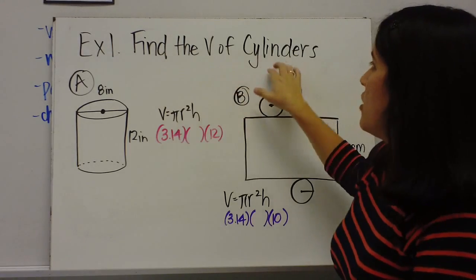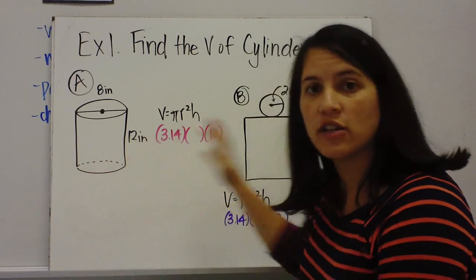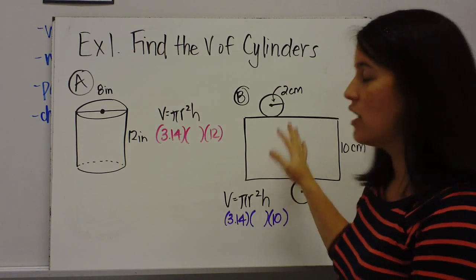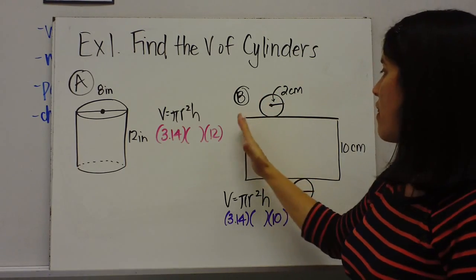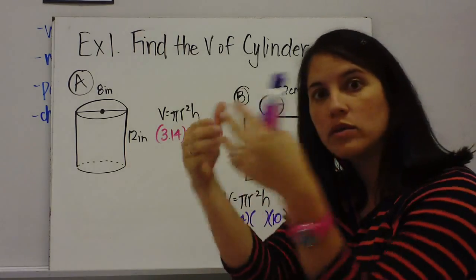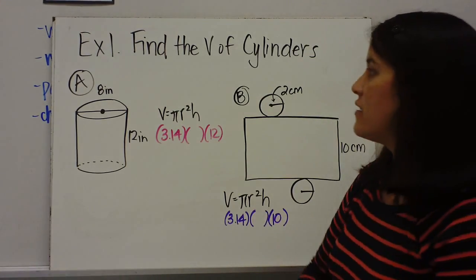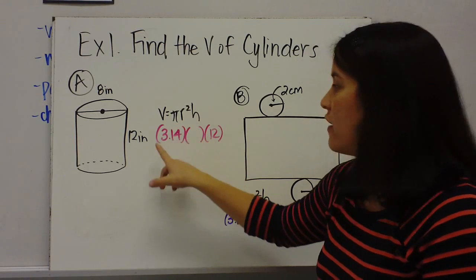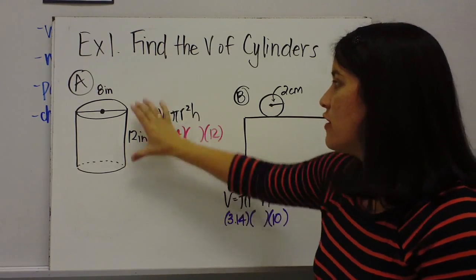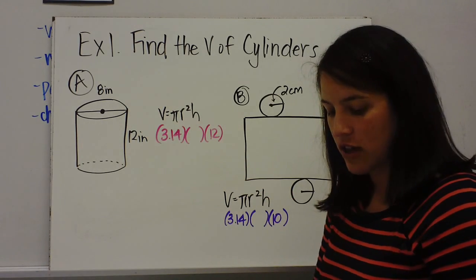Alright, so example 1, we're going to talk about cylinders. I'm giving you 2 cylinders. Here's a 3-dimensional cylinder, and here's the net of a cylinder. The net of a cylinder has 2 circles to represent the top and bottom, and then this middle rectangle rolls up to make that cylinder. And let's go through the formula, pi r squared h. I put pi in and I put h in, the height is 12. But I left the radius blank because I wanted us to do that together.